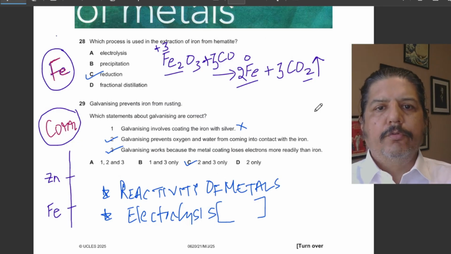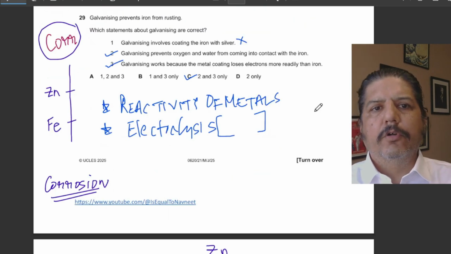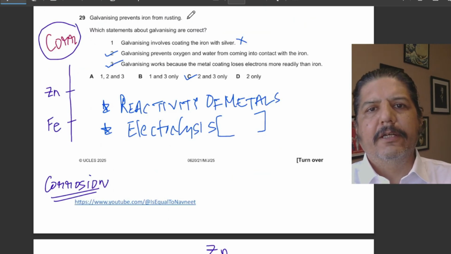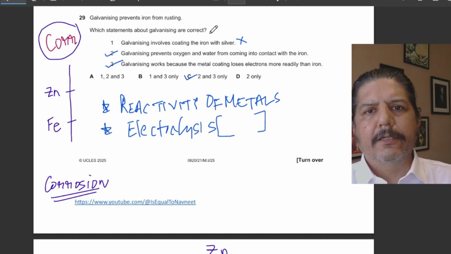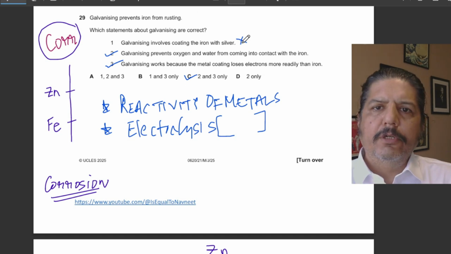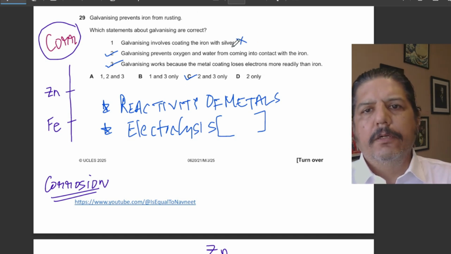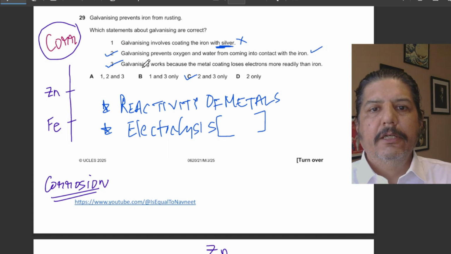Okay, so the first question asked from corrosion is: galvanizing prevents iron from rusting. Which statements about galvanizing are correct? Galvanizing involves coating iron with silver. No, it's not coating with silver. Galvanizing prevents oxygen and water from contact with iron. Yes, this is what happens.